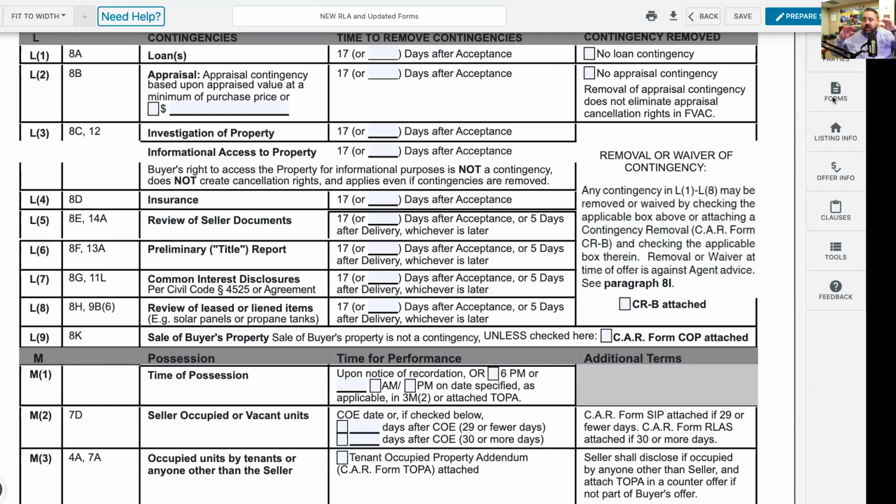I think overall, one of the biggest things that we miss in our offers is checking off boxes. The reason those boxes are there is to incorporate whatever that item is into the purchase agreement. So please make sure you're checking your boxes. That's one of the first things I do when people ask me to review their offers, I double check to make sure boxes are checked. All right, so let's look at the COP.